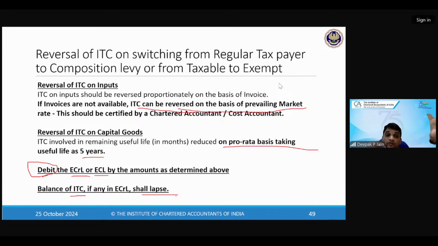Fine. Now you have to reverse 1 lakh, but your credit balance is only 80,000. So you will reverse this 80,000, and 20,000 you have to pay by cash because you have excess utilized. So this is the minimum reversal which you have to do. Above that, whatever is sitting as balance will lapse. Whatever shortage is there, you have to pay by cash. Clear?